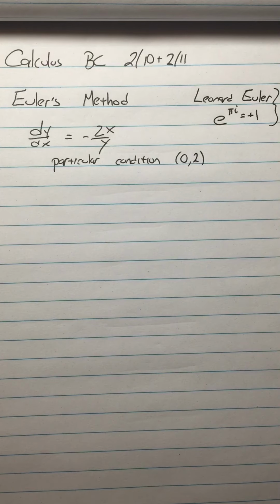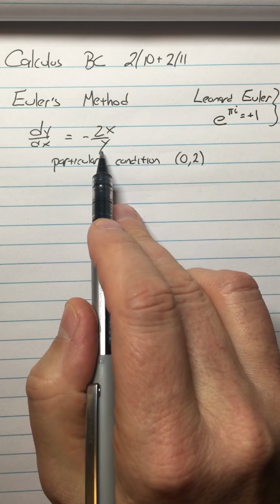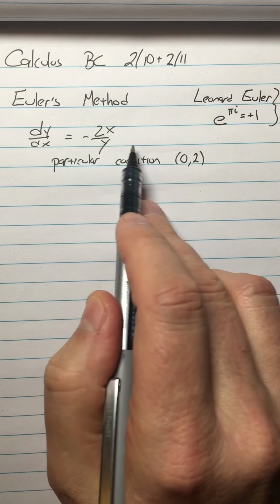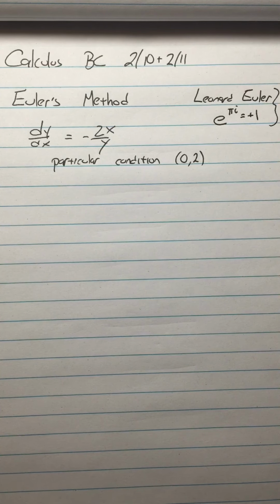So what Euler's method is about is, what if it weren't? What if instead of -2x divided by y, it was -2x plus y? Then the equation would not be separable and you would not be able to solve it easily. In fact, there are many, many equations which cannot be solved by any analytic method at all.